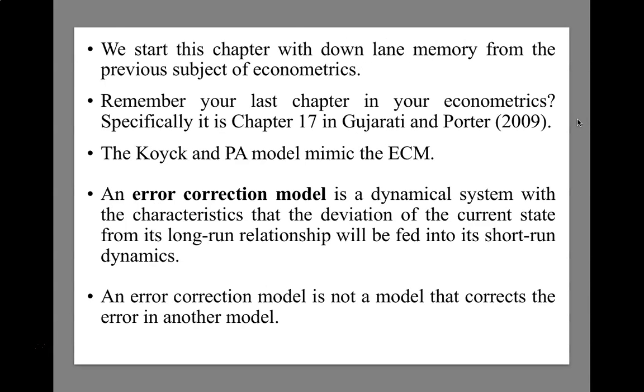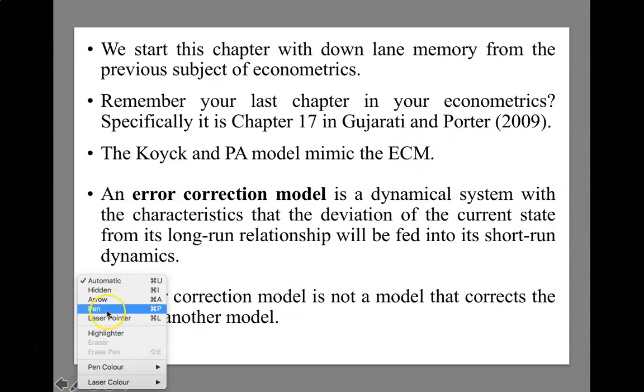So we will start this chapter with the previous subject, econometrics. Remember your chapter 17 in Gujarati and Porter, or chapter number 12 in your econometrics course, where I'm going to introduce back to you two models, called Koyck and PA. PA is the partial adjustment model, which is quite similar to the ECM, the error correction model, and you can read through this part, very straightforward.